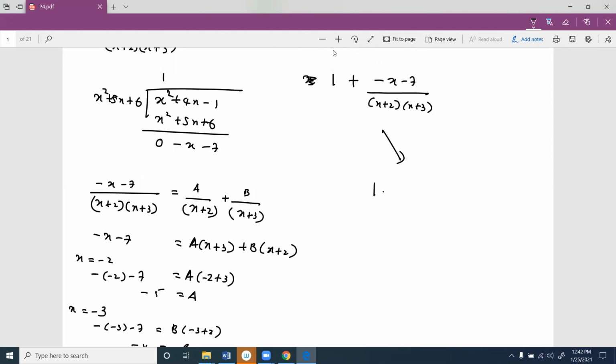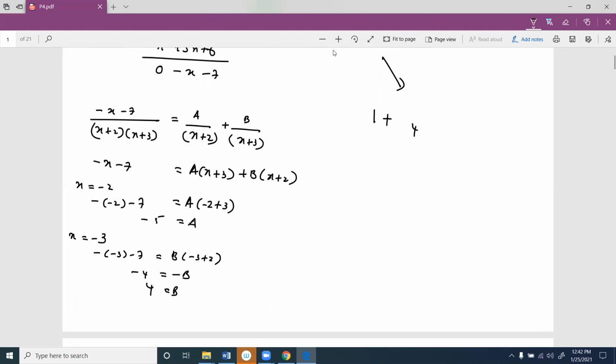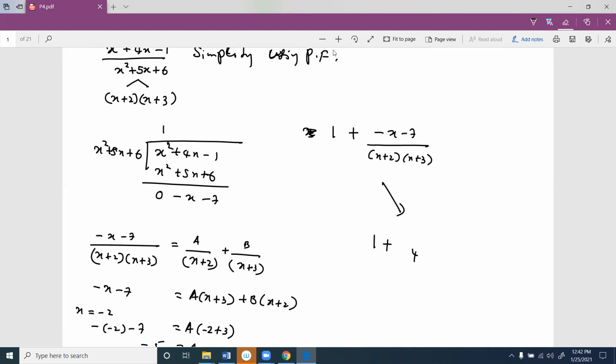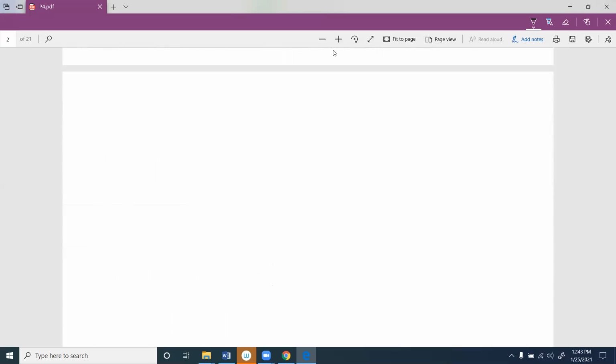This is 1 plus, a is minus 5, so I'll just write the minus term at the end, and write 4 over x plus 3 minus 5 over x plus 2. Initially we write the positive answers at the beginning. It's not a rule, but if you write it, it's kind of clear. That's a way of doing it, right? Let's go for another question and see.